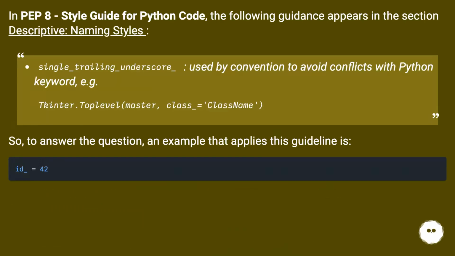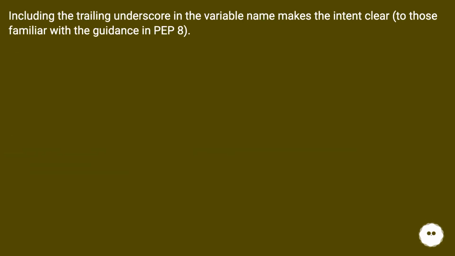In PEP 8, the Style Guide for Python Code, the following guidance appears in the section Descriptive Naming Styles: single trailing underscore, used by convention to avoid conflicts with Python keyword, e.g. tkinter.Toplevel(master, class_='ClassName'). So, to answer the question, an example that applies this guideline is id_. Including the trailing underscore in the variable name makes the intent clear to those familiar with the guidance in PEP 8.